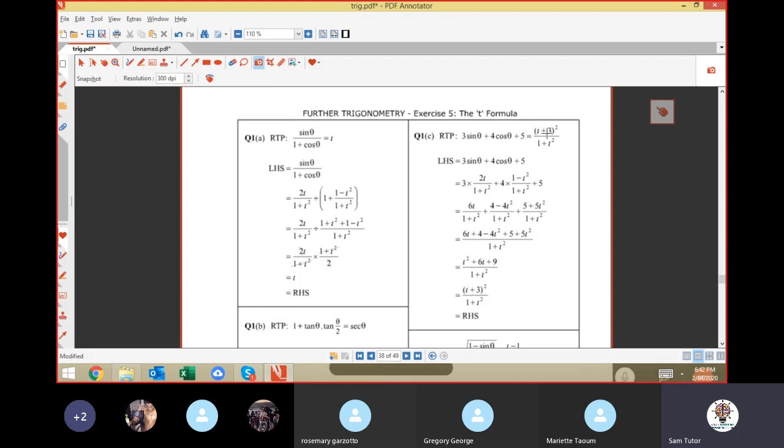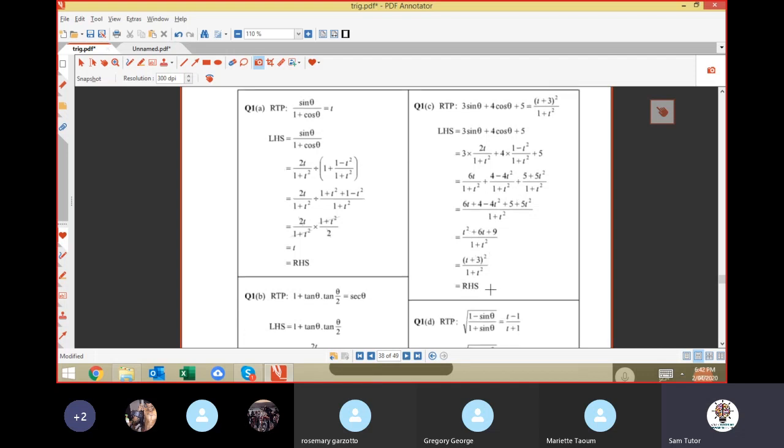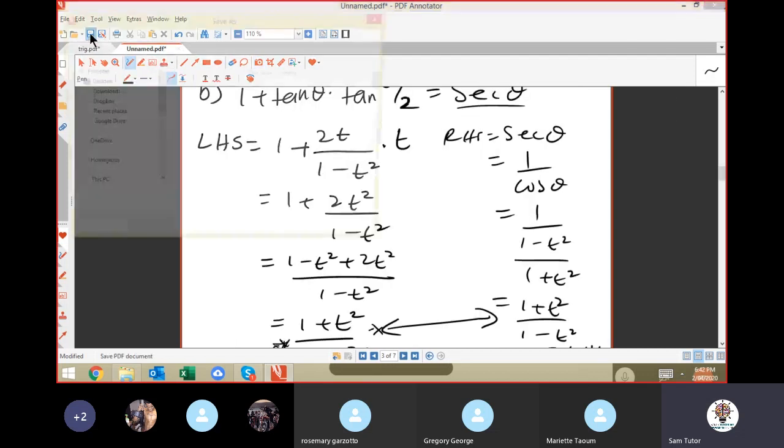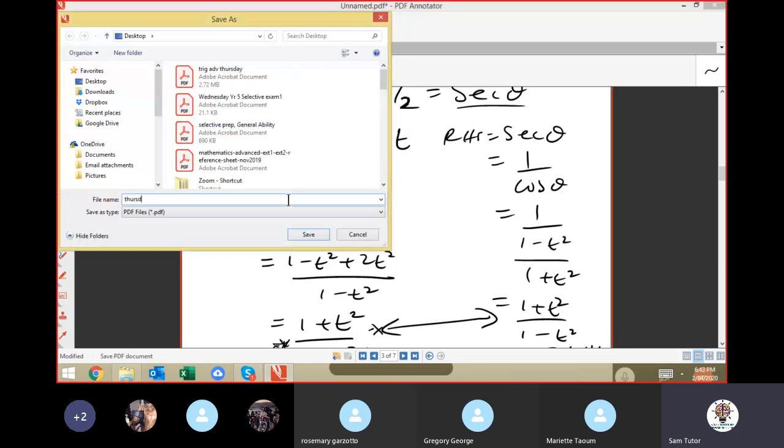And you want it to become t plus 3 squared. Well, just factorize it as a perfect square. You're done. Easy, easy, easy, easy. I promise you guys, easy. All right, Thursday.